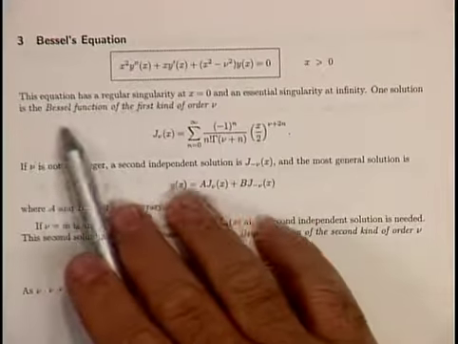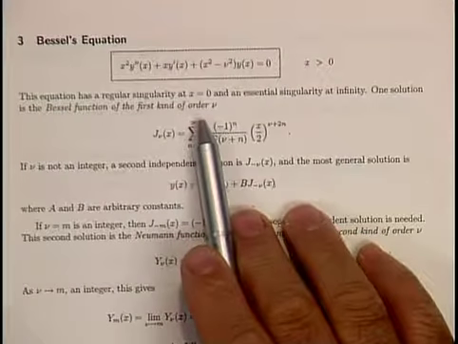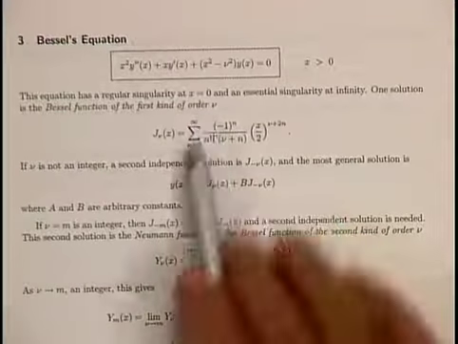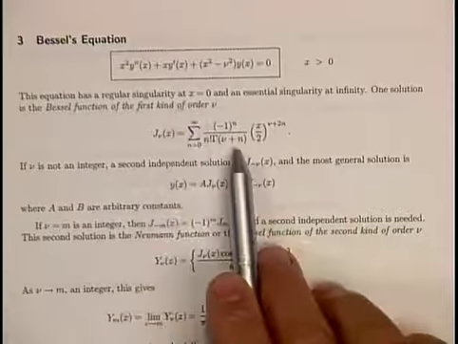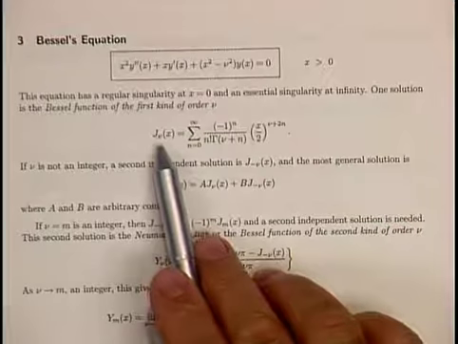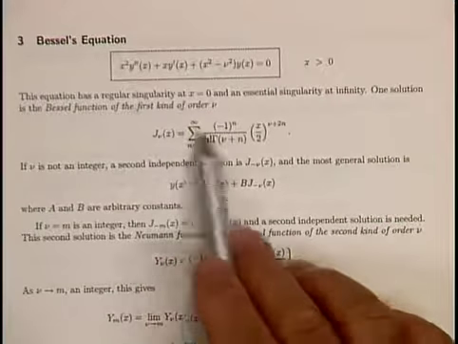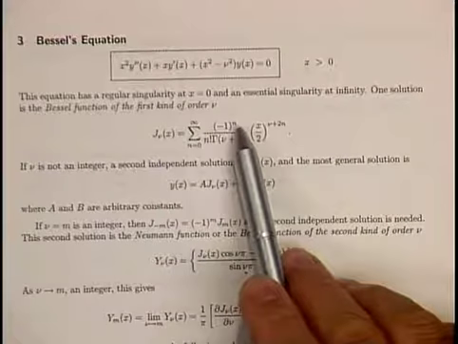So one solution is the Bessel function of the first kind. Usually we call it first kind and order nu, and it's given by this series expansion here, as you see. So we usually write it as J sub nu of x equal to the summation from 0 to infinity of minus 1 to the power of n.